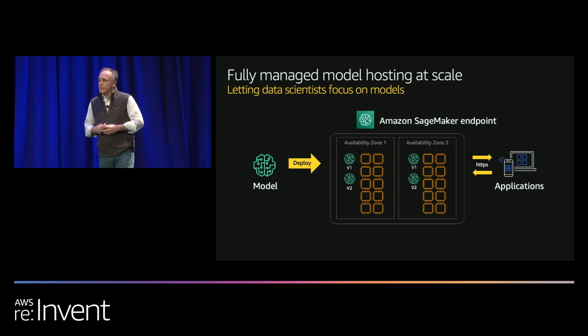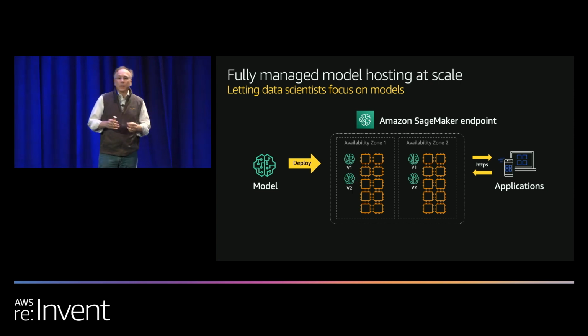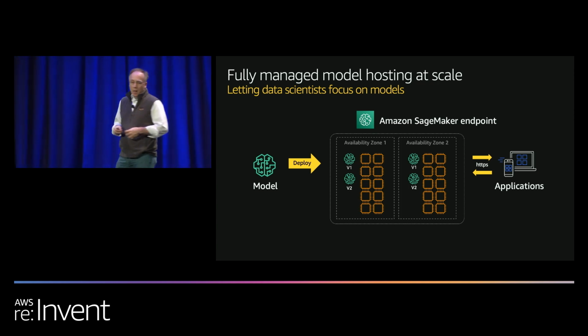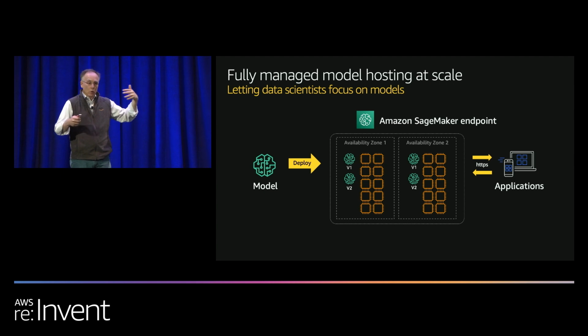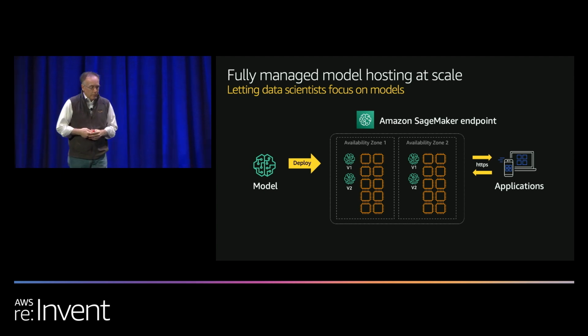There's also A/B testing. So if you've got version 2 of the model, you want to send some of the traffic that way, and then cut off version 1 at some point when you're more confident. That's all available as well.